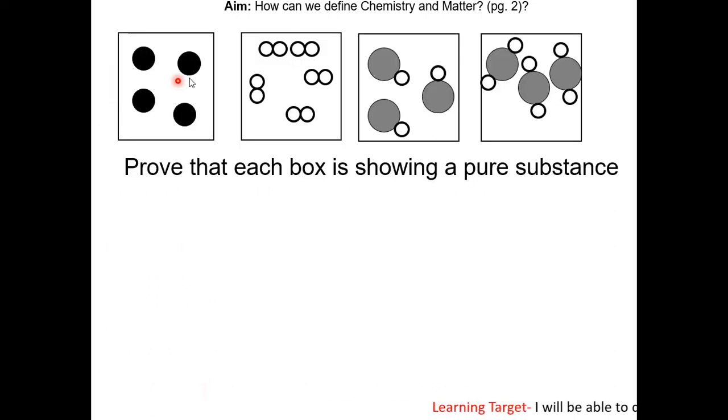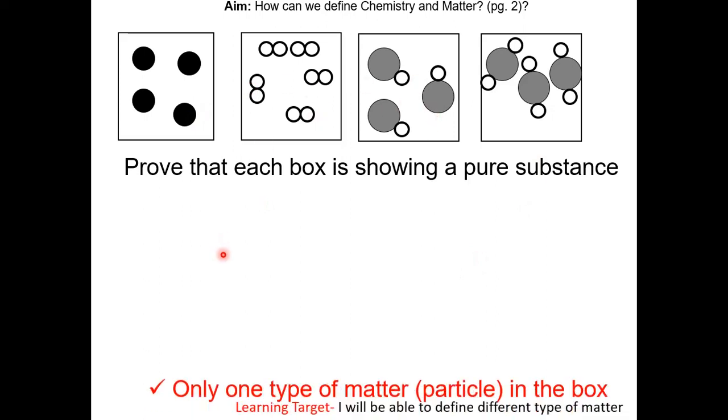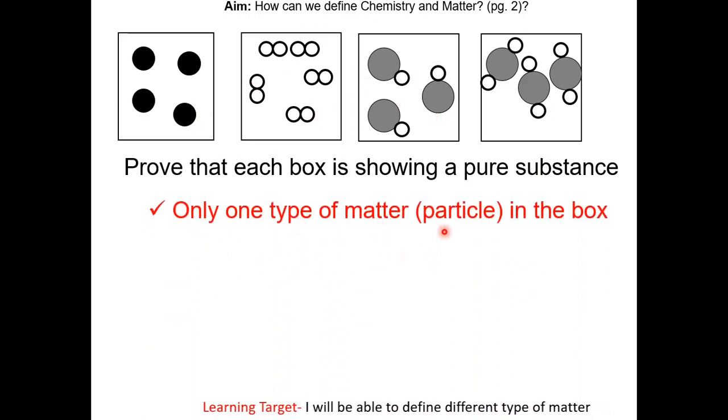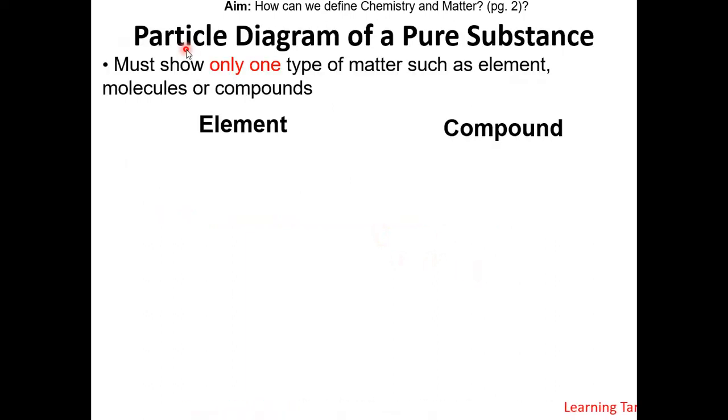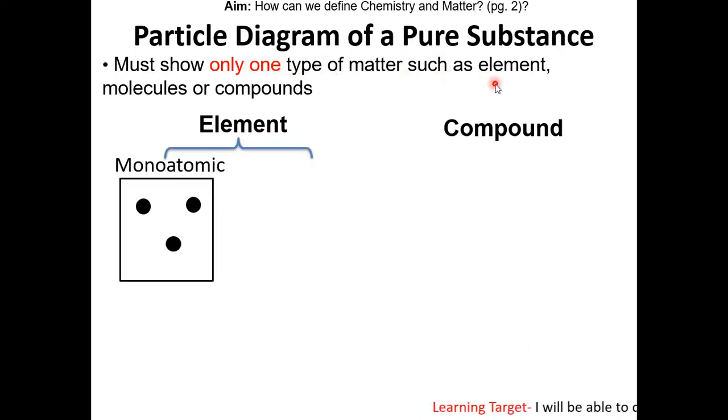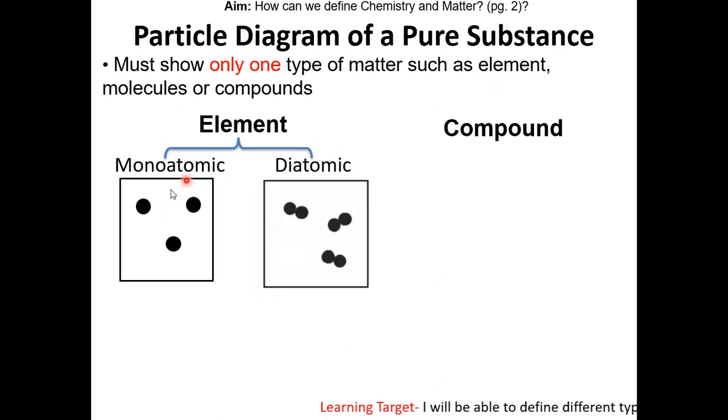Here we have 4 different particle diagrams. Prove that each box is showing a pure substance. Each of these boxes is showing a pure substance because only one type of matter or particle is present. For a particle diagram of a pure substance, it must show only one type of matter, such as an element, molecule, or compound. Here are 2 examples of a particle diagram of an element.